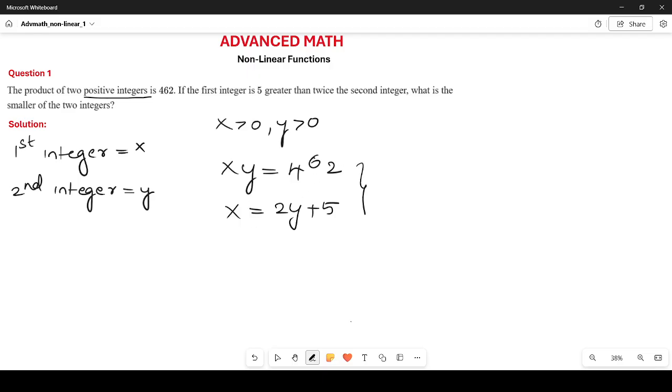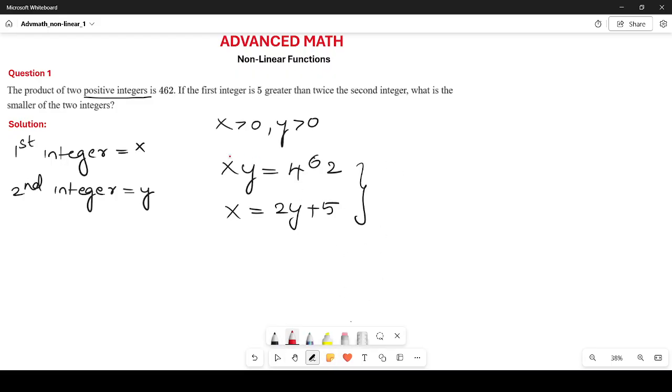Now we have to solve between these two equations to get the value of one of the variables, and using either of these two equations and plugging back we'll get the other value also, and comparing those two we have to identify the smaller and that will be our answer. So let's club these two equations first.